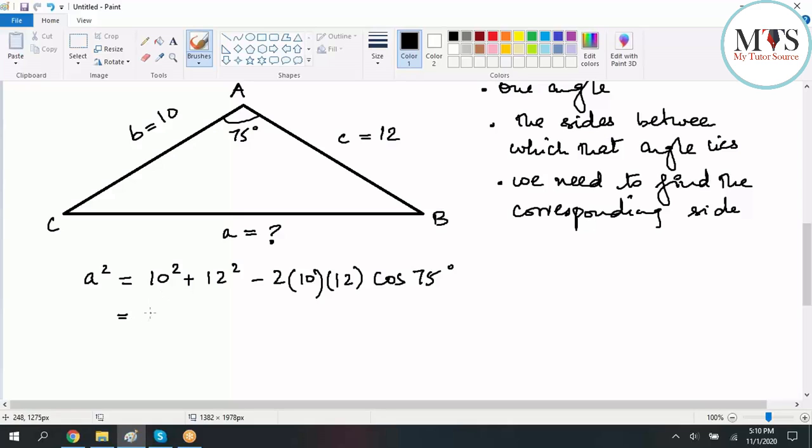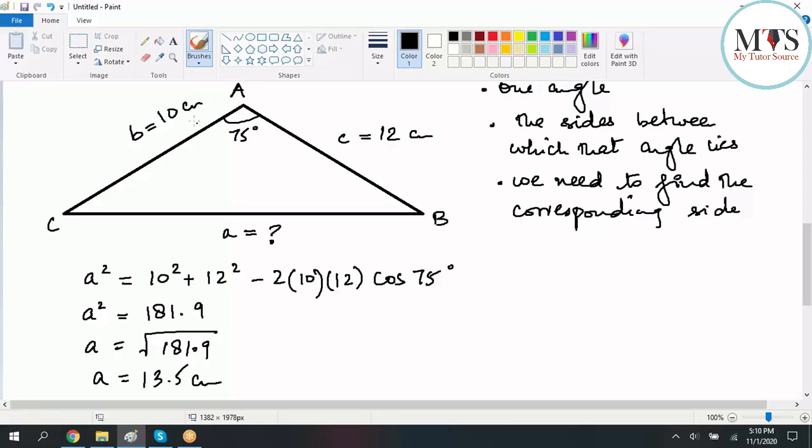That would be 181.9, and then we take the square root of 181.9, which is 13.5. Correct. So this is how you would find the length in this case.